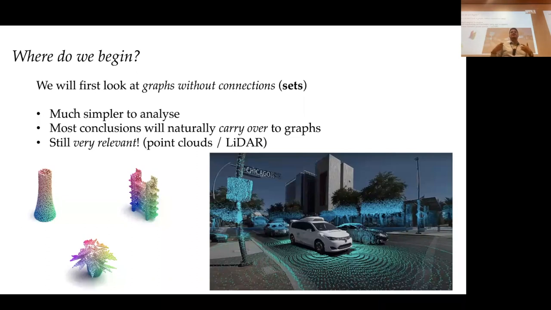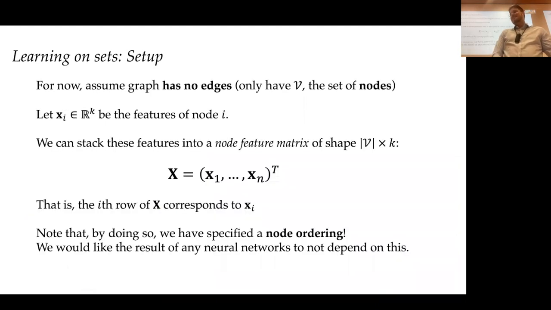So I'm not telling you a toy problem. This can have a lot of interesting implications. So hopefully I've convinced you that it's okay for me to start with sets. So let's start with sets. As I said, we're going to assume that our graph has no edges. So we only have a set of nodes V.